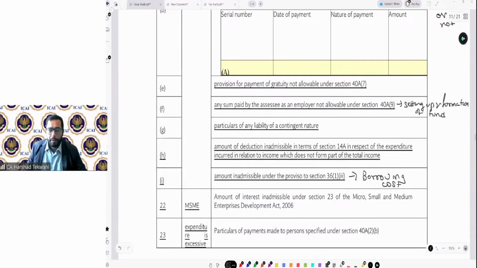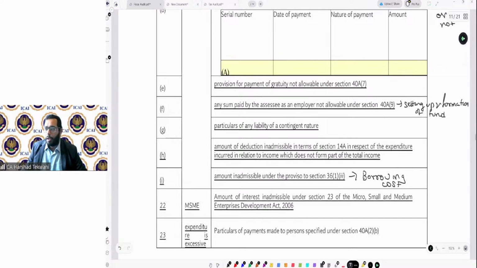Then clause 22, an important clause, because it talks about the amount of interest inadmissible under section 23 of the MSME Act. Now, what is section 23? Section 23 of the MSME Act lays down that interest payable or required to be paid by the buyer in accordance with the provision is disallowed under the Income Tax Act.